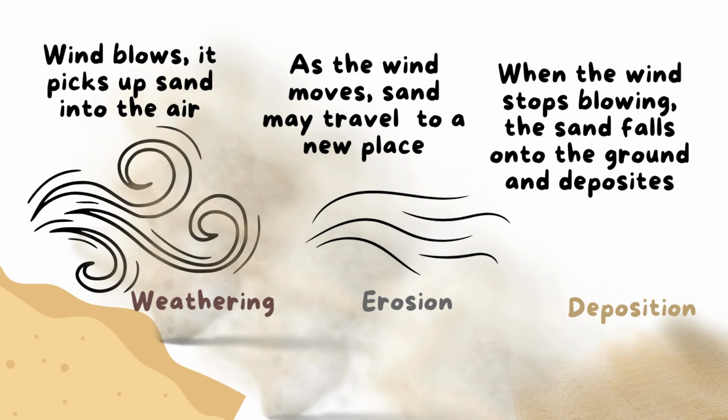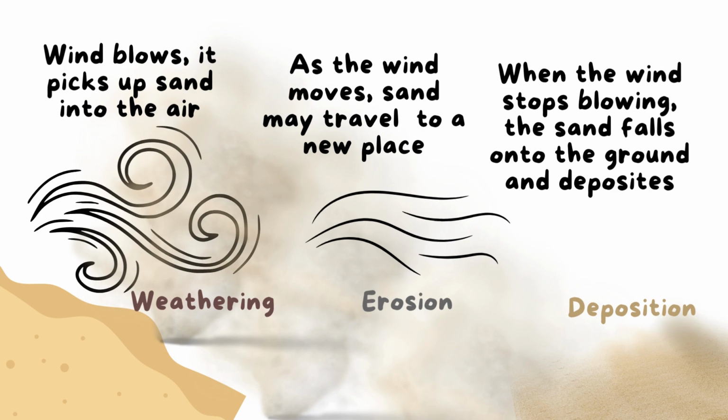After that, the wind moves. The sand may travel to a new place. So this is the erosion process. As here, the wind moves the sand, carries the sand to another place. And then we have the third process. When the wind stops blowing, the sand falls onto the ground and is deposited in this place.